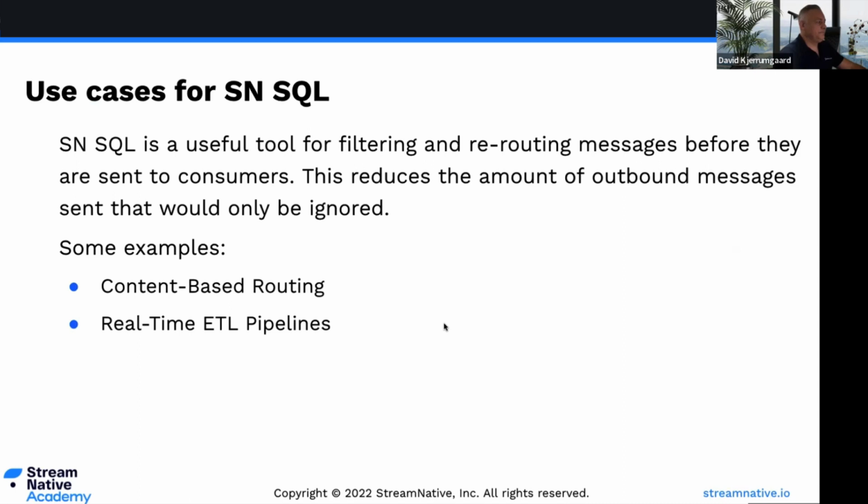So again, these are just some examples of this: content-based routing, real-time ETL pipelines, sorting and filtering good messages, bad messages. You can sort of filter them through, as well as just some examples of that. You could do many other things. The sky's kind of the limit on that.